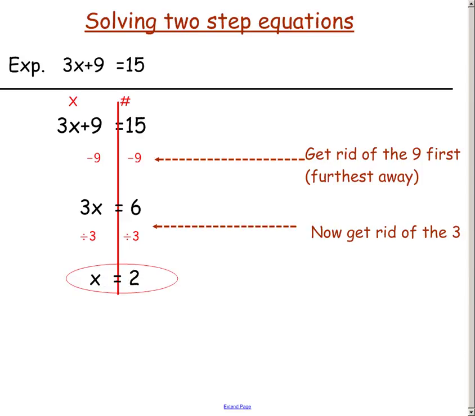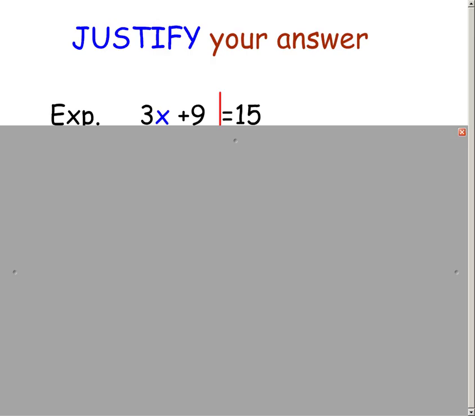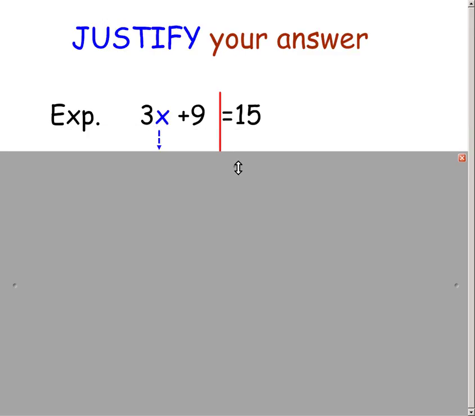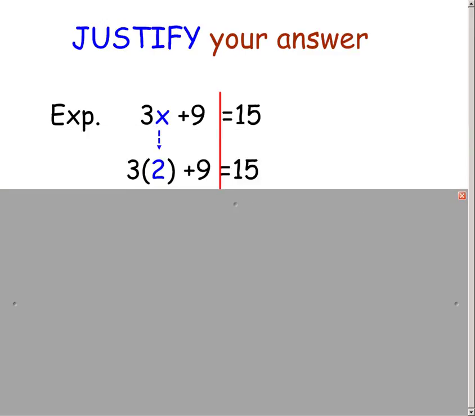I'm still not done though. I have to make sure that my answer is correct. Whenever you're solving an equation, you have to justify your answer. So always start back with the original equation, 3x plus 9 equals 15. This time I'm going to replace the x with the 2 that we found as the answer.